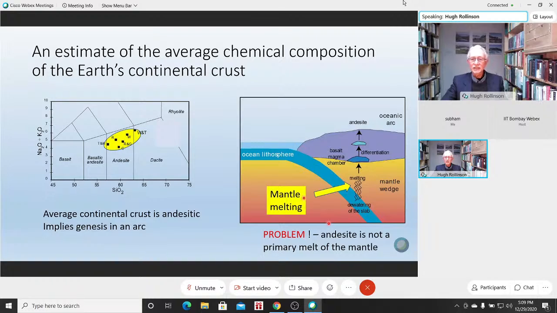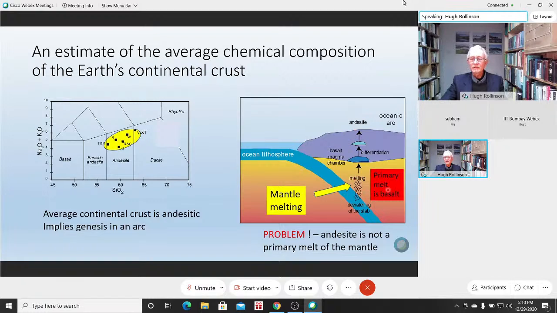If in this cartoon diagram we look at where mantle melting is taking place, it's taking place in an arc because of the dewatering of the slab. Melting takes place in the mantle wedge, and the primary melt that is produced in this process is basalt. And so processes in an arc do not produce andesite as a primary product, they produce basalt. And andesite is a derivative product from this process.